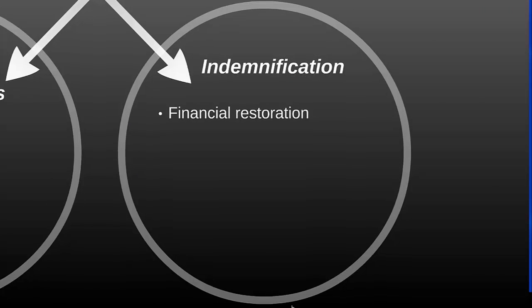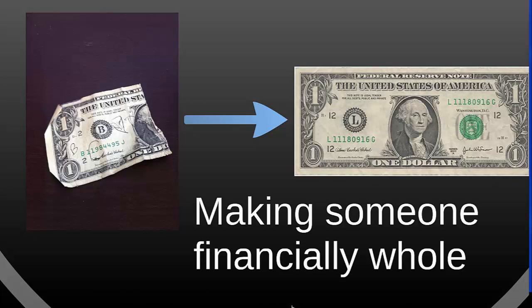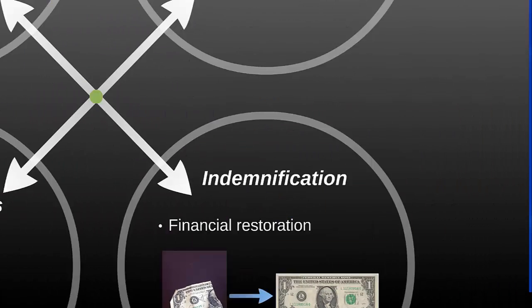Next, let's talk about indemnification. Insurance should be financial restoration. It should make the insured financially whole. However, you'll see that in many cases, insurance does not make the insured financially whole. Later, in a different lecture, we'll talk about some of the ways that insurance violates indemnification.